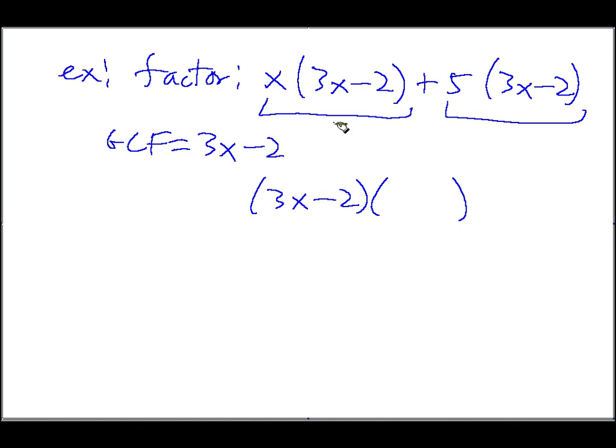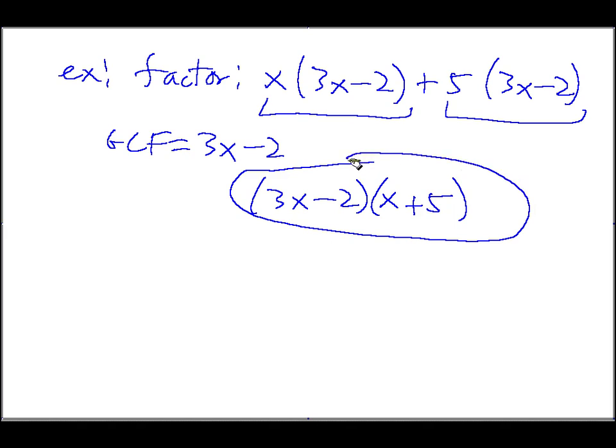Well, let's go expression by expression. 3x minus 2 times what gives me back the first expression? Well, you can see it's going to be x, right? So I need x right here. Okay. 3x minus 2 times what will give you back the second expression? Well, hopefully we see the number 5. So plus 5. So now I have the product. Now it's factored, right? Because this is one quantity times another quantity. Now it's a complete multiplication problem, which is what I want.